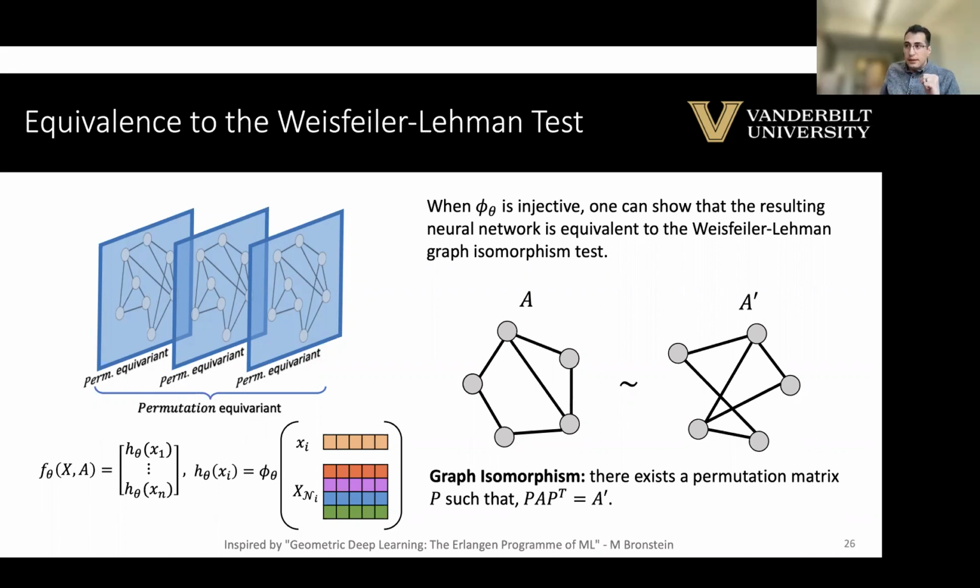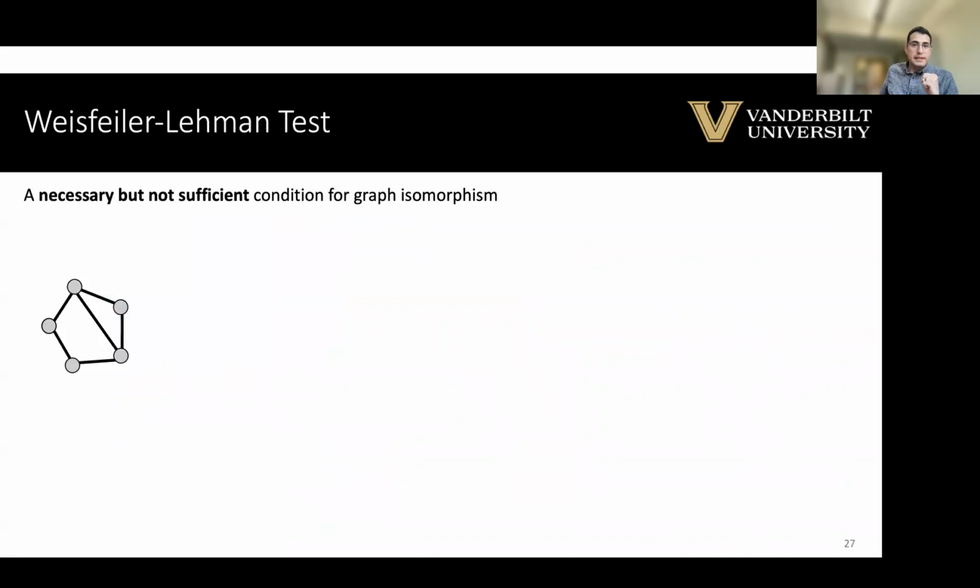Okay. But what is this Weisfeiler-Lehman test? It's a necessary but not sufficient condition for graph isomorphism. And it's actually going to be the gate to the use of Wasserstein and Wasserstein embeddings for us. So this is an important point of the talk. So let's say we have a graph with 5 nodes. And here the color gray is showing the feature that we have.